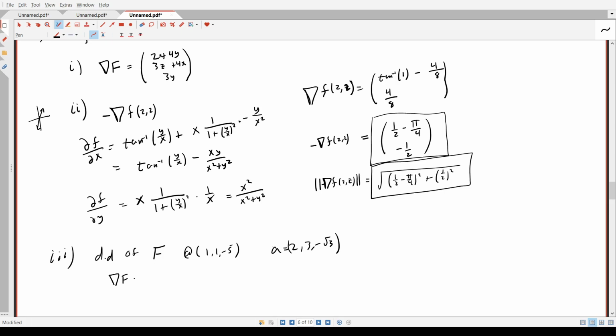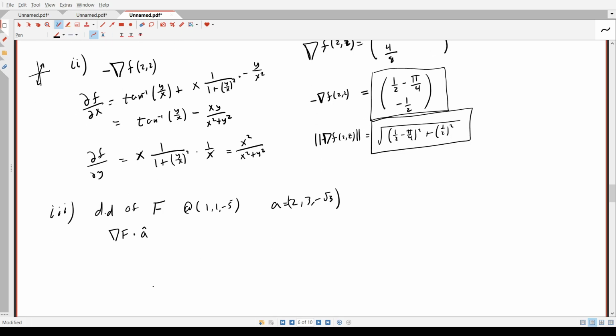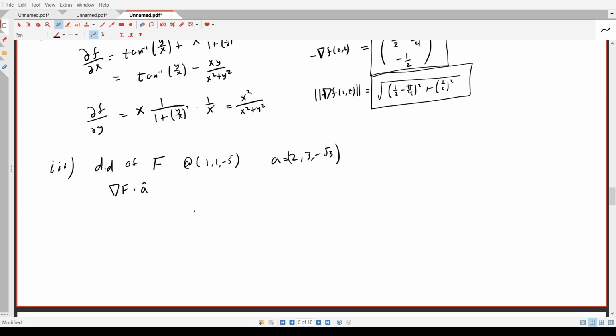Okay, so here, the directional derivative, we know that's going to be gradient of f at my point dot a hat. The hat means that I need to normalize it because it probably doesn't have a norm of 1. So norm of a is going to be square root of 4 plus 9 plus 3. That's 16, so that's going to be 4. So a hat is going to be 1/2, 3 over 4, minus root 3 over 4.